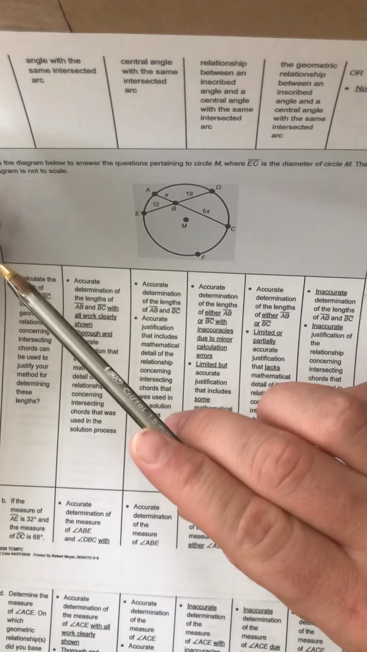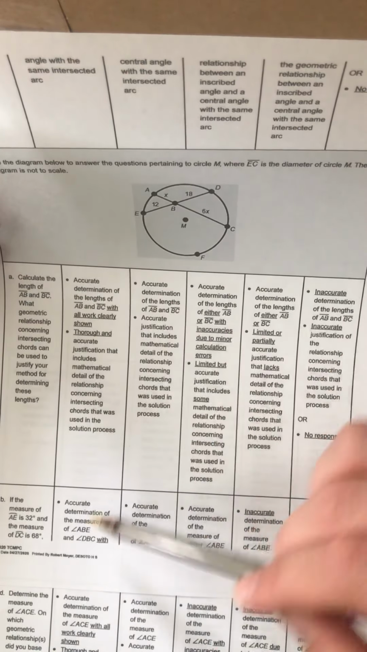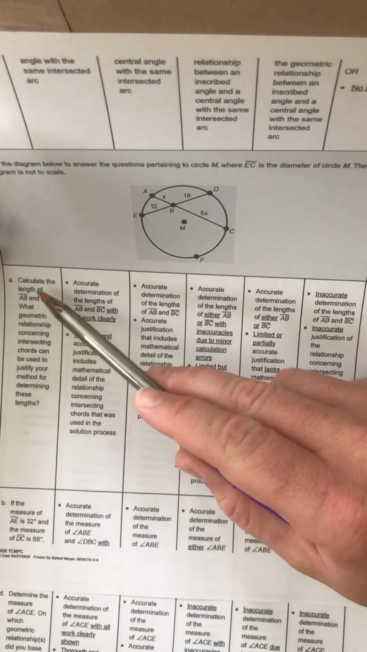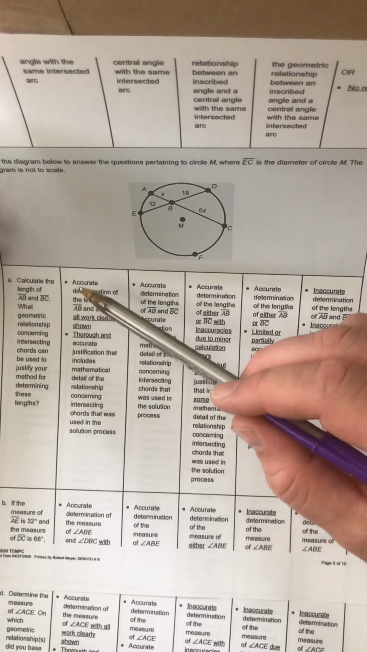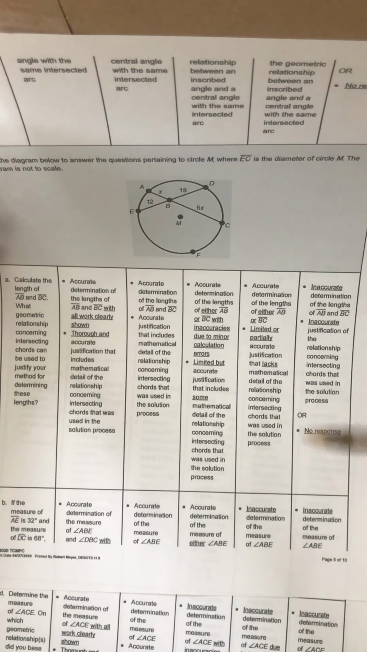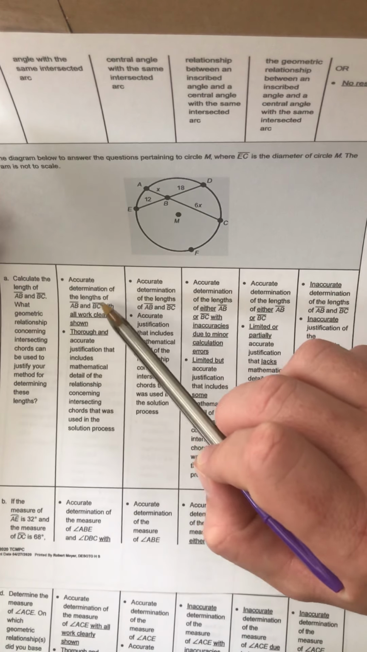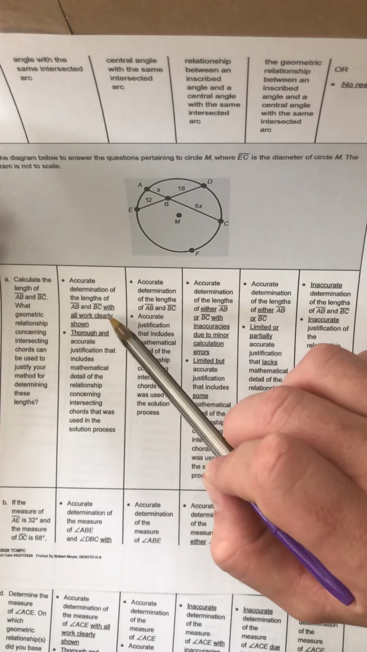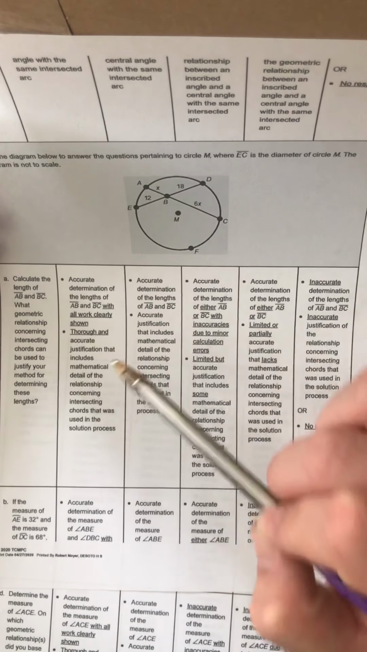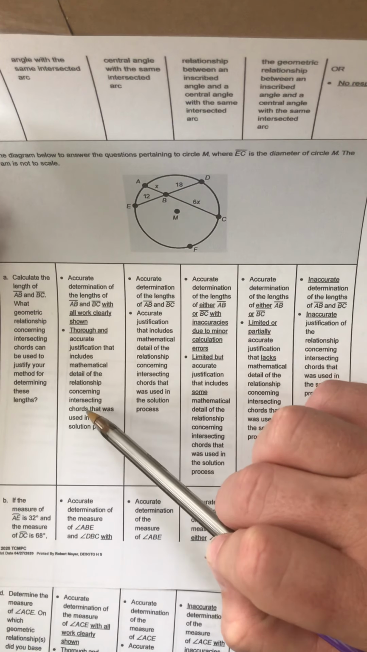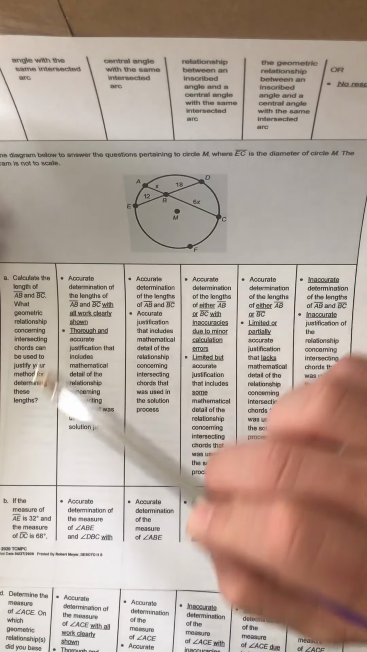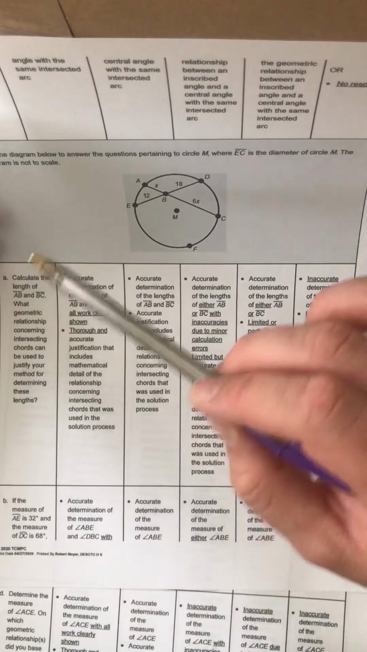So for part A of problem 2, this tells you, from good to bad, what you should be doing. Everybody look at this first part. It repeats the question. In order for us to get great points, here would be the good points, here would be the not so good points. You're giving an accurate determination of the lengths of line segments AB and BC with all work clearly shown. Thorough and accurate justification or explanation includes mathematical detail on the relationship concerning intersecting chords that was used in the solution process. So guys, that's a big hint. It basically tells you what you're doing if you're confused about it.